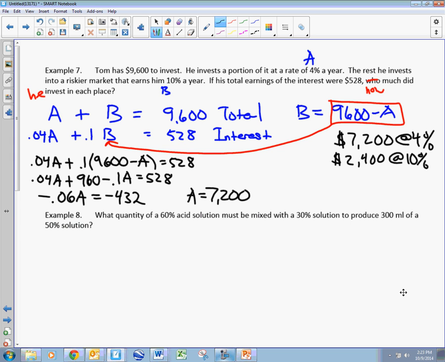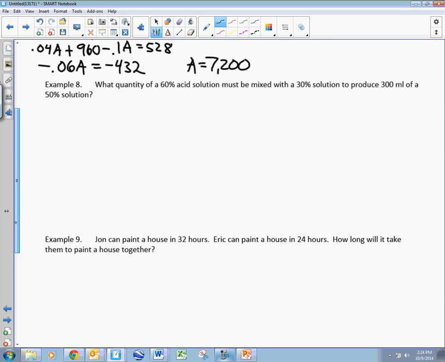So I set up two equations. I use my substitution principle to solve. And I go back and get the other. Piece of cake. You actually could plug it into any of the three. I chose to plug it into this one because it simply says B equals, and so I just take 9,600 minus 7,200. The answer is both of them because this is how much is in each place. Okay. All right, example 8.